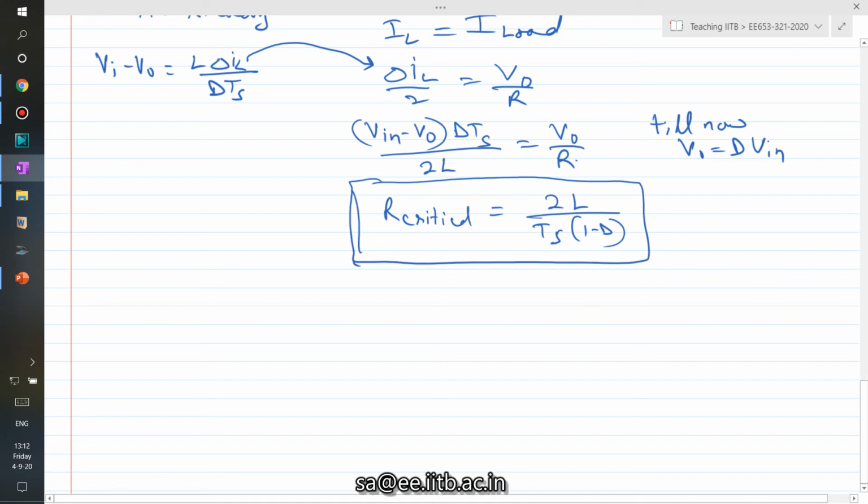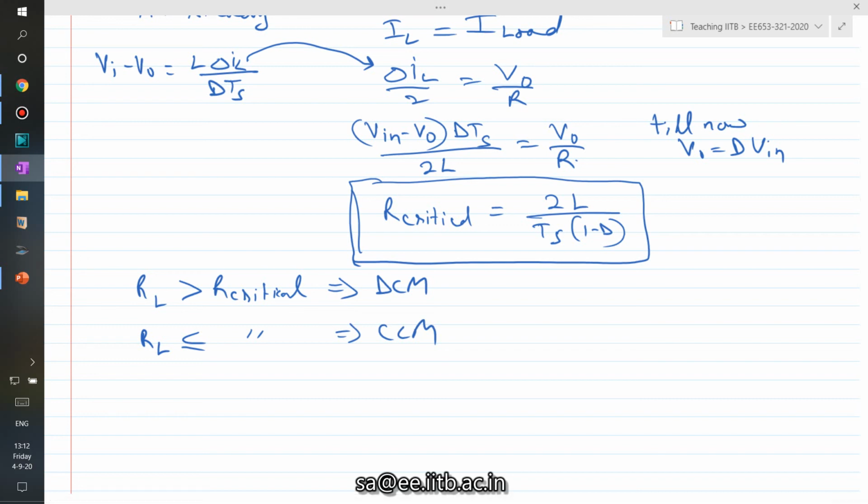What does it say? That if your RL is greater than R critical, that implies you are operating in DCM, and if your RL is less than R critical, then you are operating in CCM. And you can say equal also, because critical conduction mode is very similar to continuous conduction mode. It's like the boundary point of the continuous conduction mode.